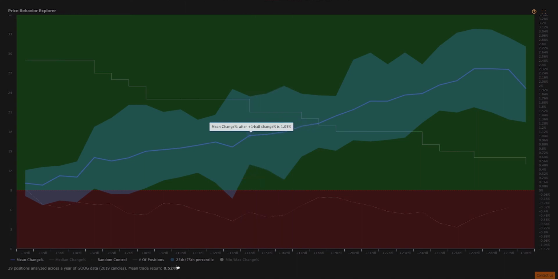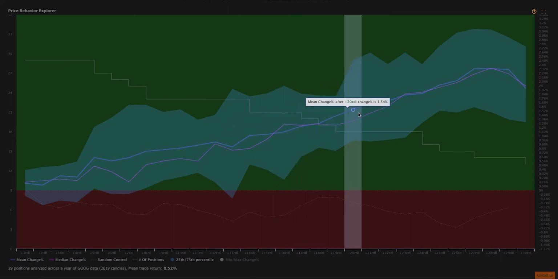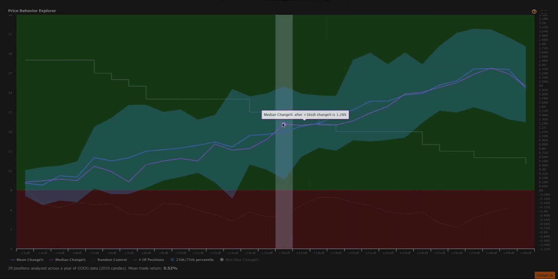Now, another good thing to look at is the median percent change. So you might have some outliers that are actually bringing this number up. And in this case, it seems to be pretty even. So that's a good thing. Now, sometimes you'll have the mean way above the median, and that means that we had some outliers pushing that mean trade return up. But the mean and median in this case are very similar, so that's good.